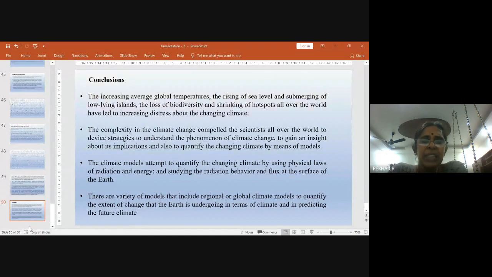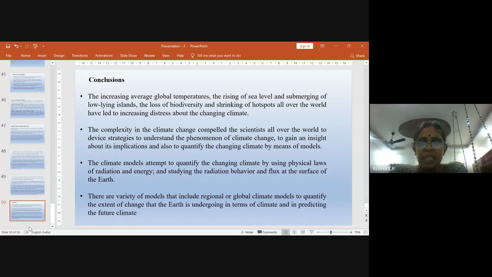The increasing average global temperature, the rising of sea level, the submerging of low-lying islands, the loss of biodiversity, and the shrinking of hotspots all over the world have led to increasing distress about the changing climate.